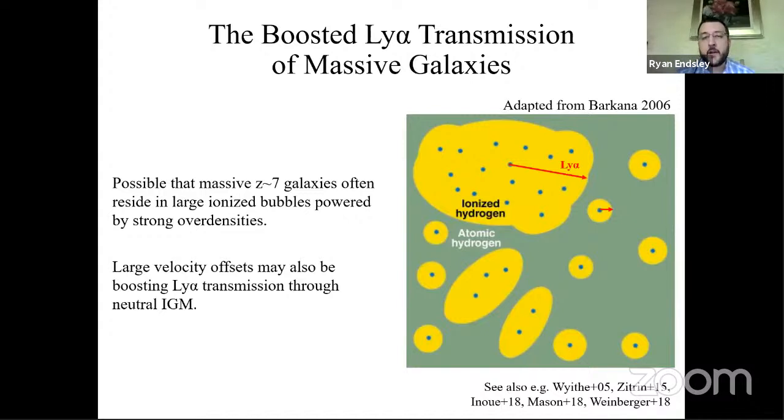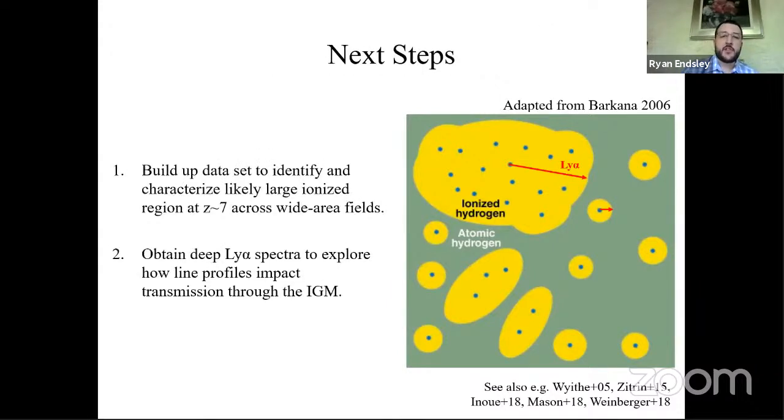Another effect that we might be seeing at the same time is that massive redshift 7 galaxies have large Lyman-alpha velocity offsets, which effectively give the same effect of boosting the Lyman-alpha transmission through the IGM by pushing the photons into the damping wing. So what we want to do moving forward is better understand the contribution of both of these effects. We're tackling this in two ways.